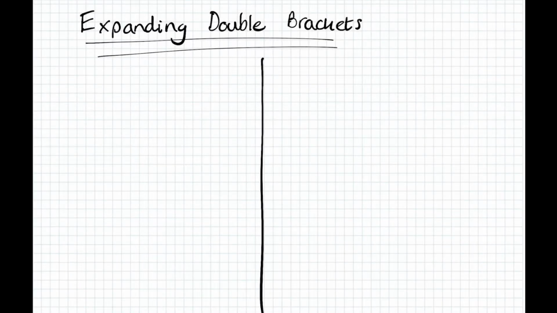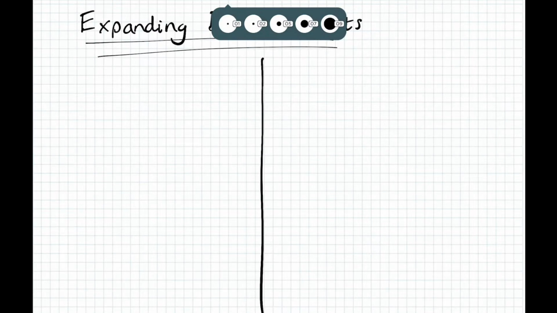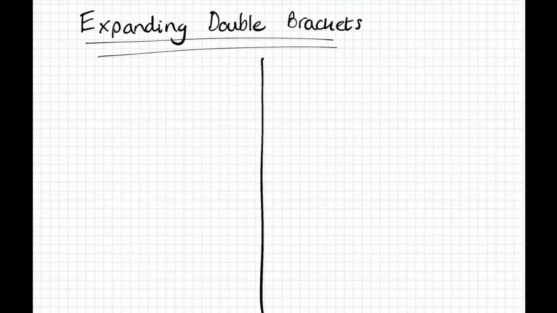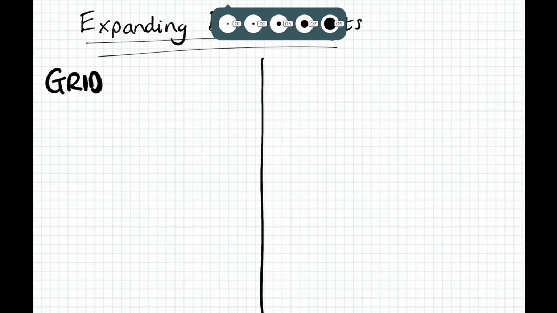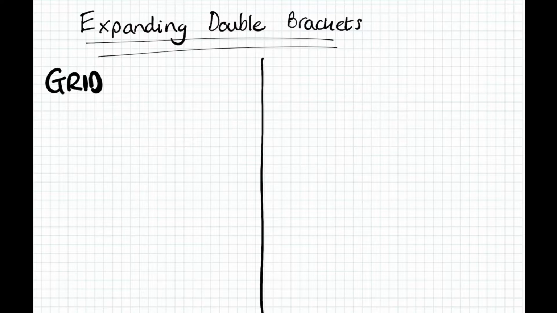Hey everyone, this is a quick instructional video on how to expand double brackets using two different techniques. So the first technique that we're going to use is called the grid method. We're going to start with two double brackets that we need to expand. So we're going to have 3x plus 5 multiplied by x plus 3.